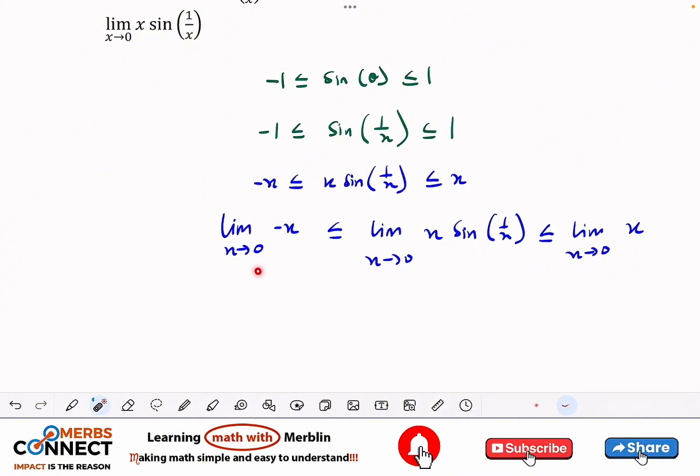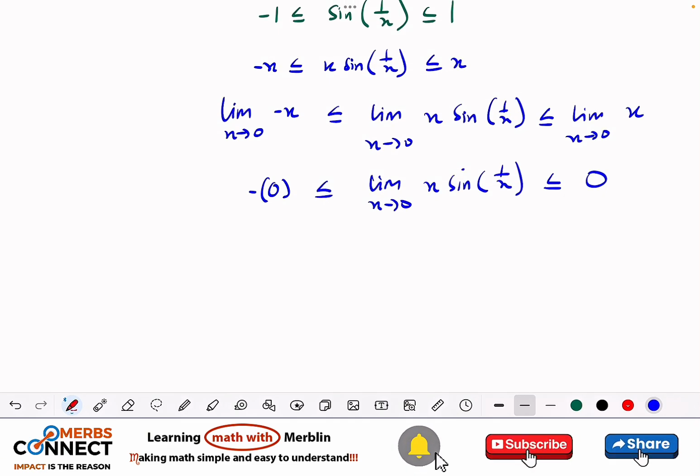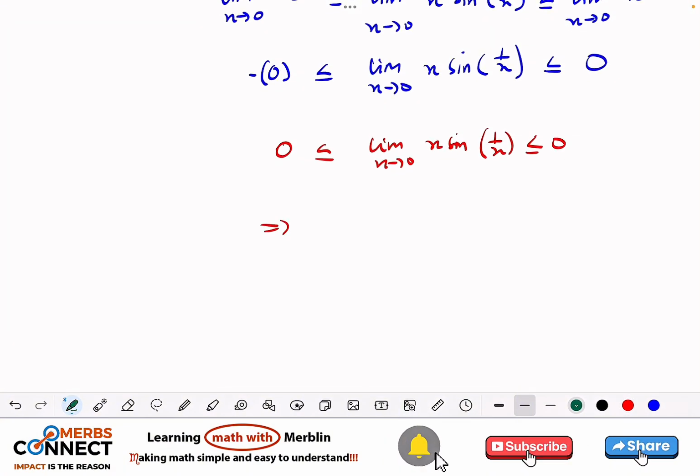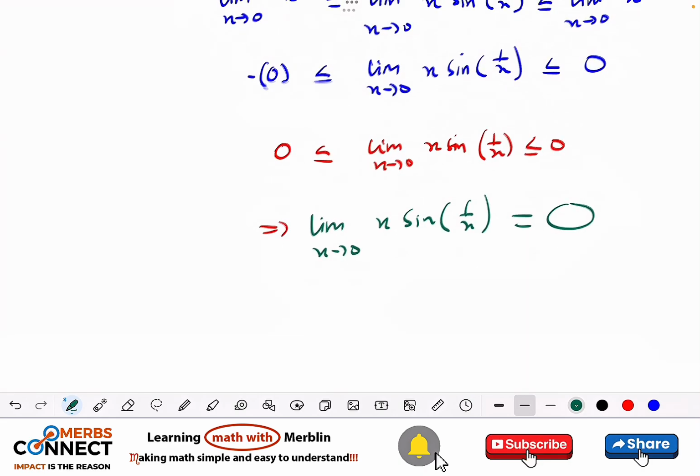So now let's plug in the 0 here, and we are going to get minus 0 less than or equal to the limit as x is approaching 0 of x sine 1 over x, less than or equal to 0. So what do we get? This will be 0, less than or equal to the limit as x is approaching 0 of x sine 1 over x, less than or equal to 0. And this implies that the limit as x is approaching 0 of x sine 1 over x is equal to 0.